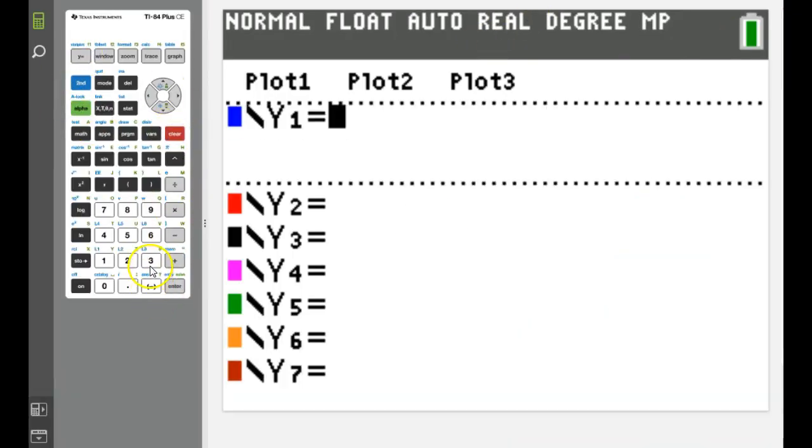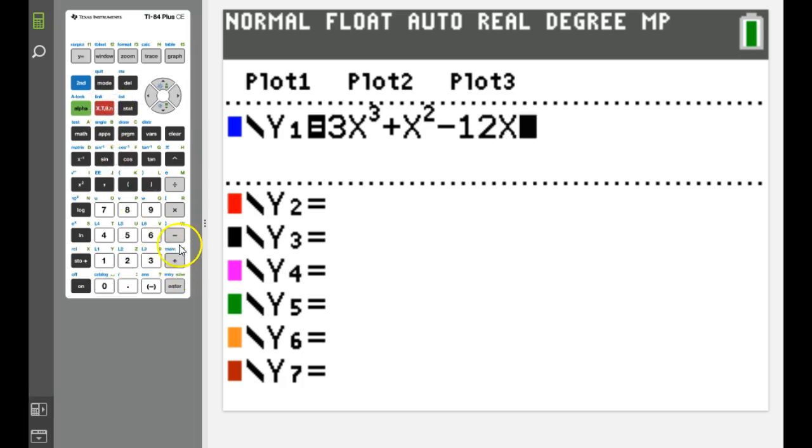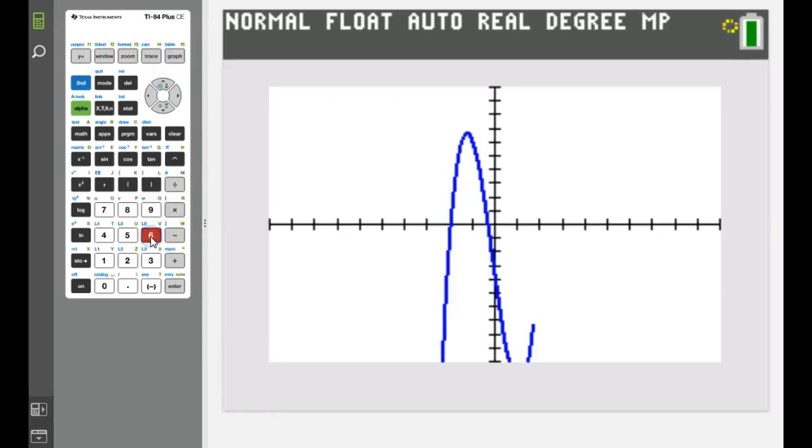Someone read it to me, please. 3x to the third, plus x squared, minus 12x minus 4. Okay. I'm going to start with a zoom 6 again. I think this is a good window because I can see the zeros, right? I'm not going to worry too much about it.